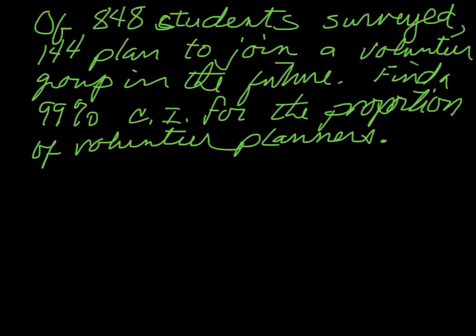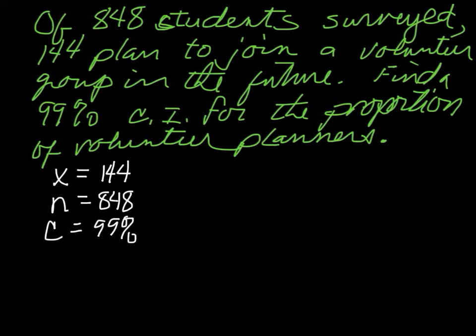Well, the first thing we want to do is line out what data we have. So number one, we know X is 144. We know N is the whole sample size, which is 848. We know the confidence level is 99%. And from this information, we can find everything we need to find.